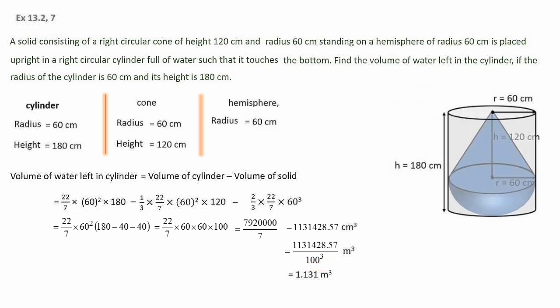6 zeros in the sense we can change this decimal to 6 digits to the left. 1, 2, 3, 4, 5, 6. So 1.131 meter cube. Now you can see it is somewhat reduced to 1.131. Previously it was a bigger number. So for that purpose only we have changed the unit, but it is not compulsory. Now the volume of water left in the tank is 1.131 meter cube.